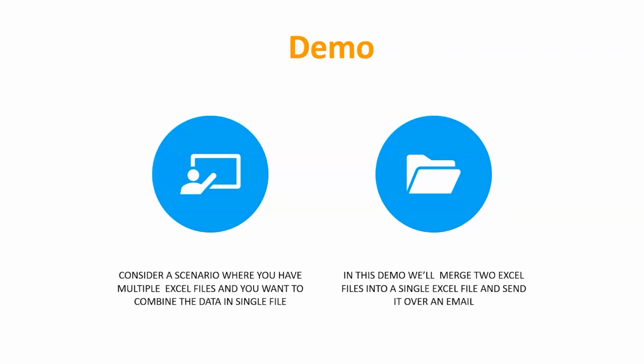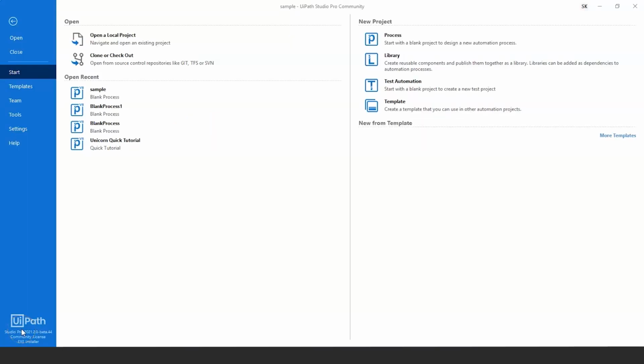Let's look at a demo. Consider a scenario where you have multiple Excel files and you want to combine the data in a single file. In this demo, we will merge 2 Excel files into a single Excel file and send it over an email. Let's create automation to merge 2 Excel files using UiPath.